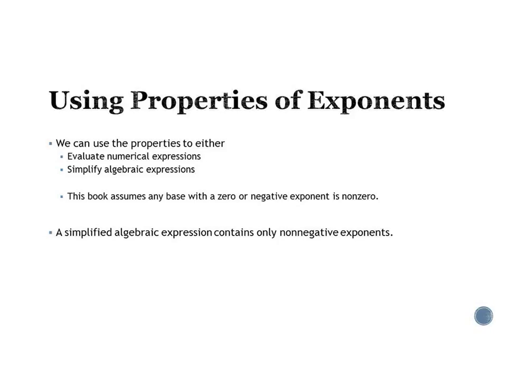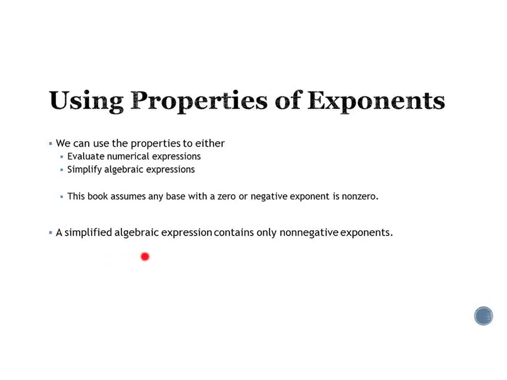So we can use properties of exponents to either evaluate numerical expressions or to simplify algebraic expressions. So the difference there is things with just numbers or things also with a variable. They can be used for both. I do want to mention that the book we use assumes that any base that has an exponent that's either 0 or negative is going to be non-zero. So our book assumes the base is non-zero, just so that you know.